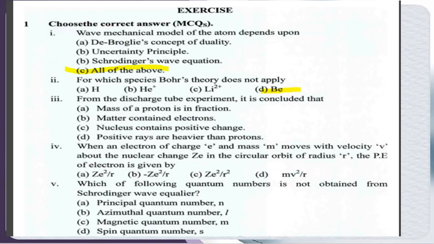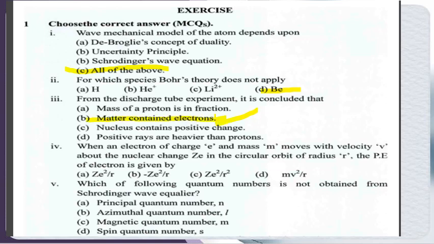From the discharge tube experiment, it is concluded that the mass of a proton is in fraction, matter contains electrons, nucleus contains positive charge, or the positive rays are heavier than protons. The answer is matter contains electrons. This one, the B part, is okay.